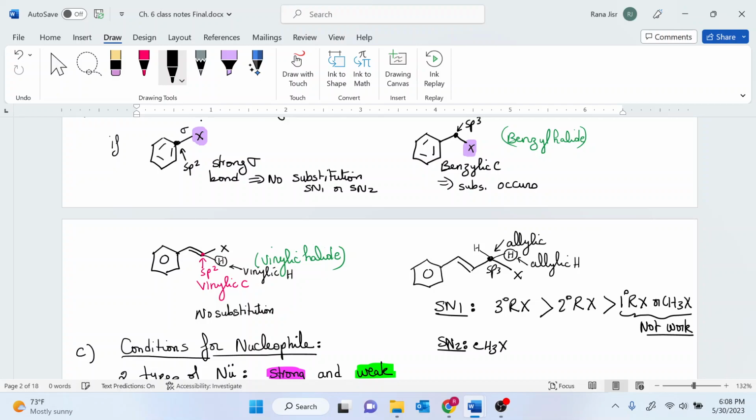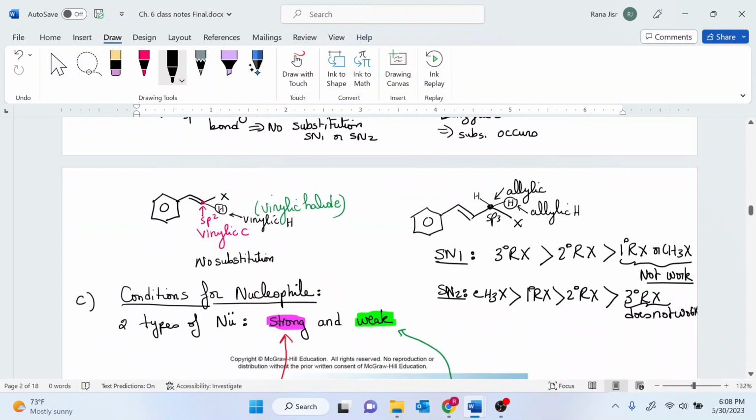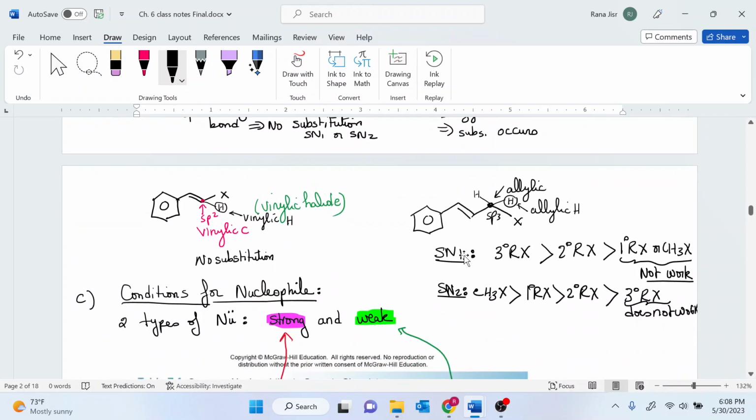Now, for SN2 reactions, you prefer to start with a less substituted alkyl halide, meaning that you start with a CH3X, which is a methyl halide. This one reacts faster than a primary alkyl halide. Those two react the best with SN2 reaction. You can have an SN2 reaction with a secondary alkyl halide, but you cannot have a reaction with a tertiary alkyl halide. So SN2 does not work with a tertiary alkyl halide, and SN1 does not work with a primary alkyl halide or a methyl halide.